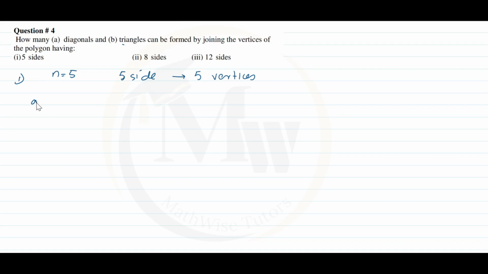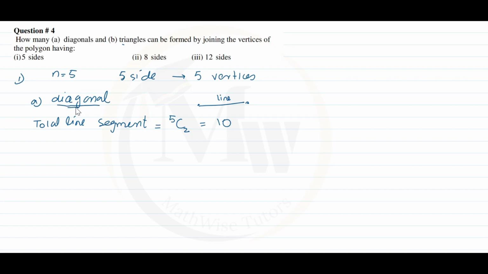So for the first part, to find the number of diagonals, as we know that a diagonal is a line, and each line needs 2 vertices. So to make a line, we need to choose 2 vertices out of the 5 total vertices. So the total number of line segments will be 5 choose 2, which equals 10. So the total line segments in a polygon with 5 sides are 10.